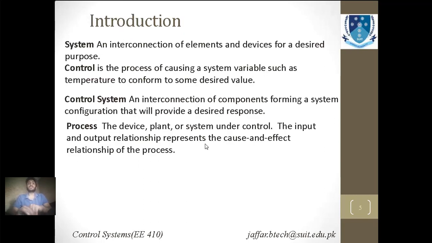Starting with the introduction, a control system is basically comprised of 2 words. One is system and another is control. I have literally chopped down these 2 words so that you can understand it in a good manner. What is a system? You know that a system is basically an interconnection of devices or elements, and they are connected in such a way that they can give you a desired output or desired result.